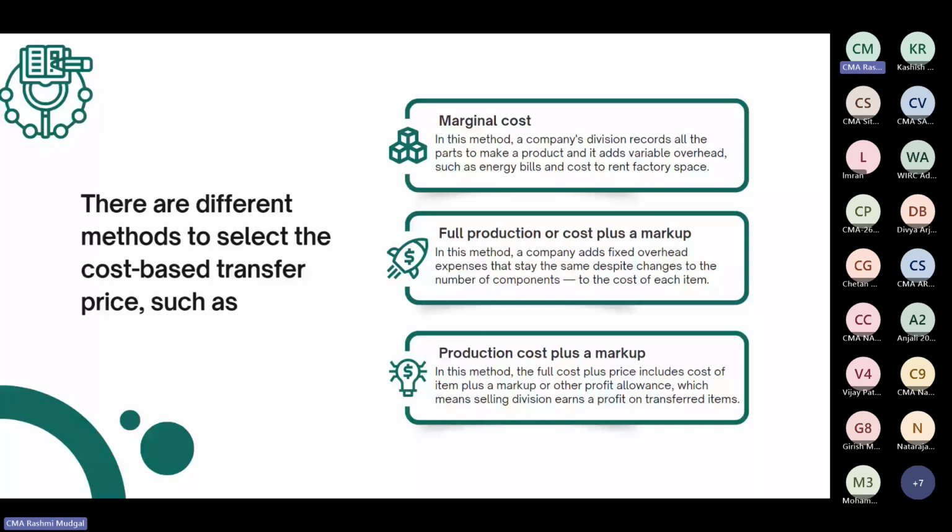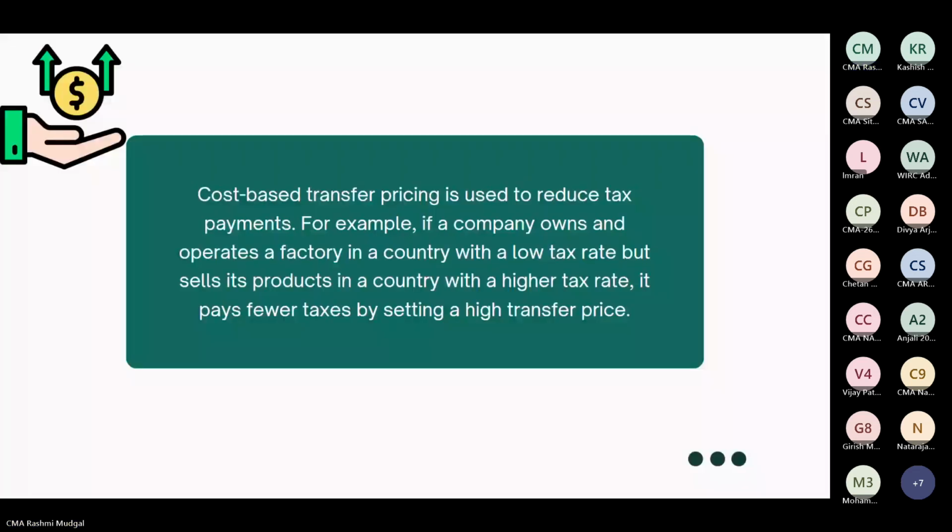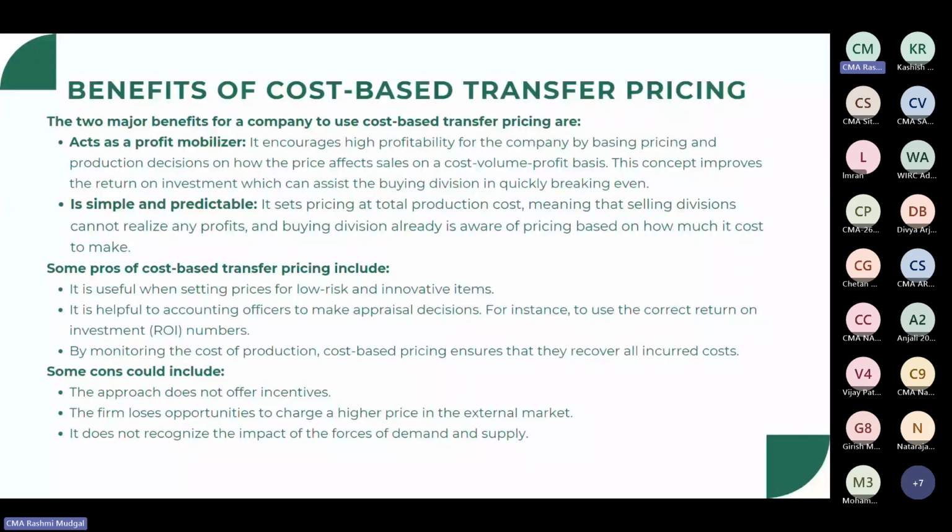Next, I come to see what exactly cost-based transfer pricing does. It is used to reduce tax. For example, if a company owns and operates a factory in a country with a low tax rate, but sells its product in a country with a higher tax rate, it pays less tax by setting a high transfer price. This is the conclusion where we can see where cost-based pricing is normally used.